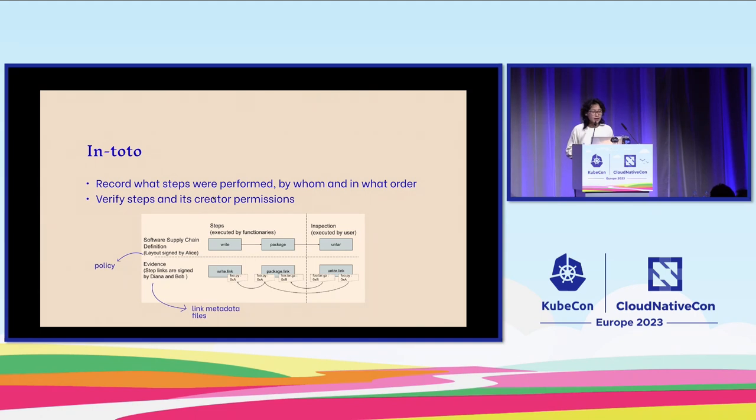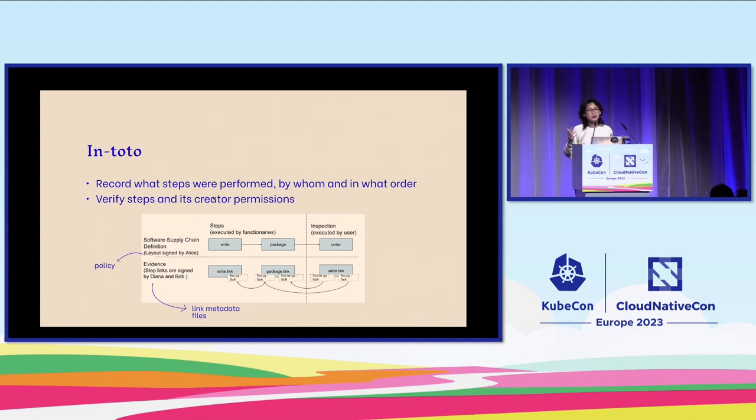Next up, we have in-toto. And the way I think of in-toto is two-part. The first one is the layout, which is policy: what you expect to happen, in what order, by whom. And the second part is the record, the link metadata files that are created as you create your software, right? So I think of it as like a record player. What steps were performed by whom and in what order?